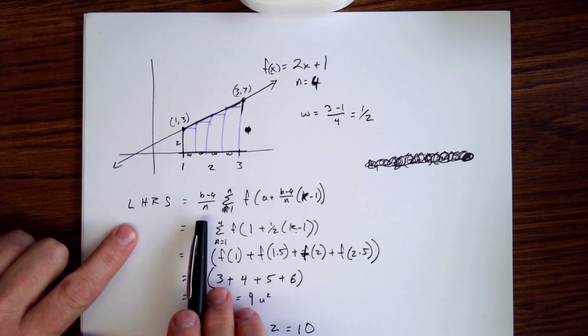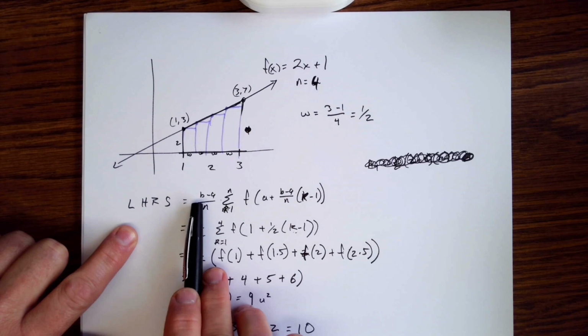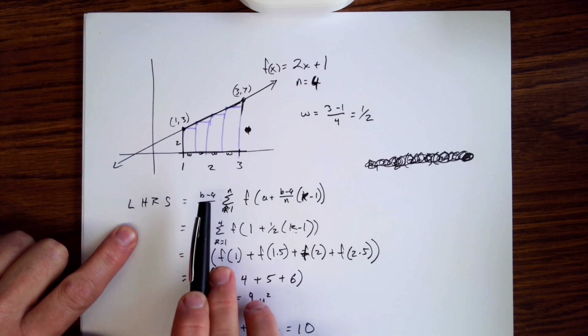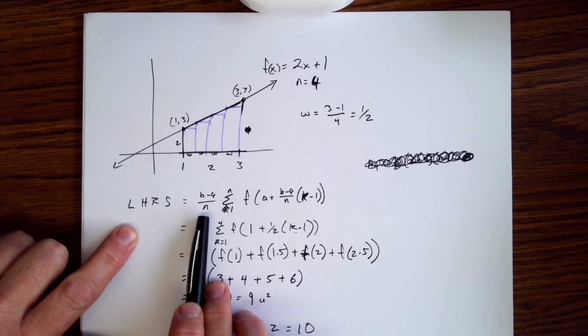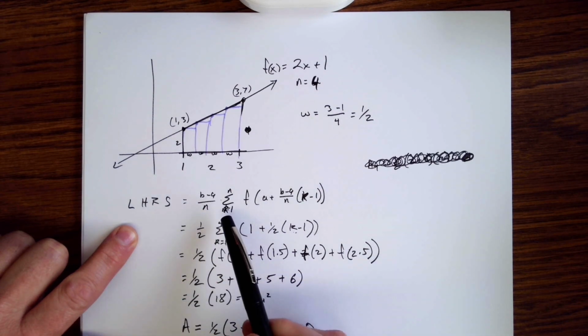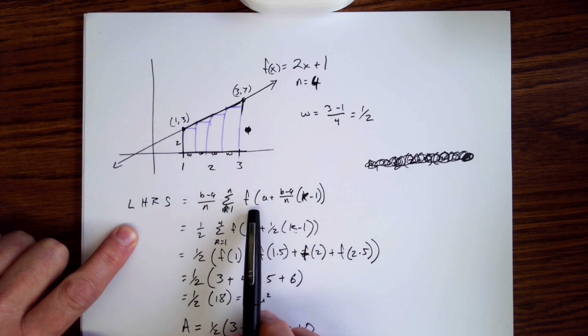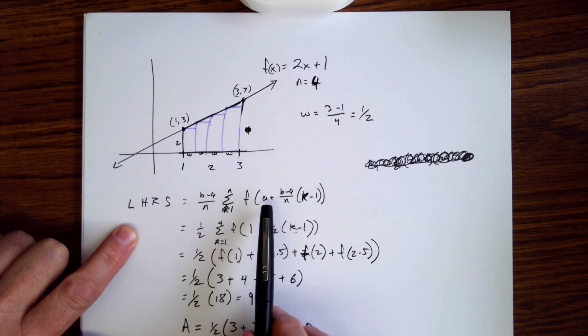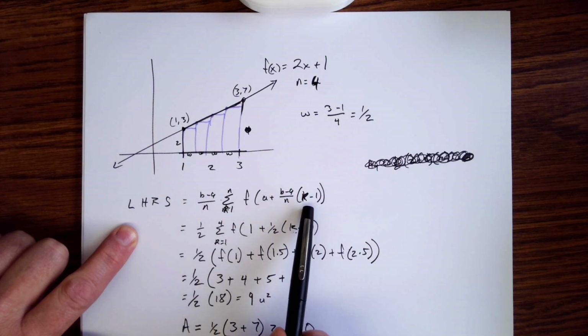Left-hand Riemann sums. This is that generic formula that we're going to use anytime we need to use left-hand Riemann sums, which is the end of the interval minus the beginning of the interval, divided by the number of subintervals, times the summation from k equals 1 to n of the function evaluated at the beginning of the interval plus the width of each rectangle times k minus 1.